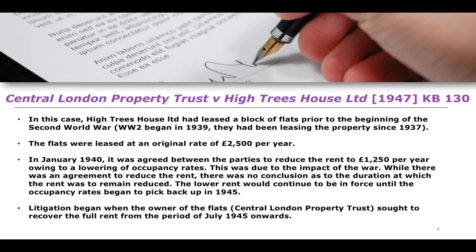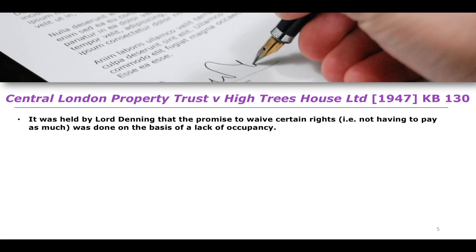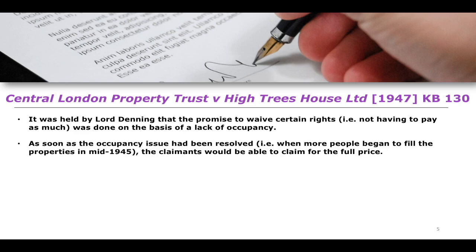Litigation began when the owner of the flats, Central London Property Trust, sought to recover the full rent from the period of July 1945 onwards. And it was held by Lord Denning that the promise to waive certain rights, i.e. not having to pay as much money owing to the lower occupancy rates, was done on the basis of there being a lack of occupancy. It was done for a reason. It was done for a lack of occupancy, which was caused by the Second World War. As soon as the occupancy issue had been resolved, i.e.